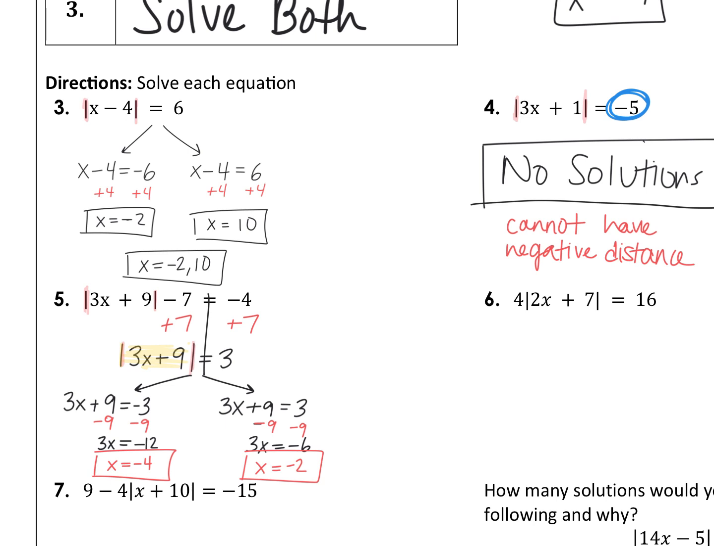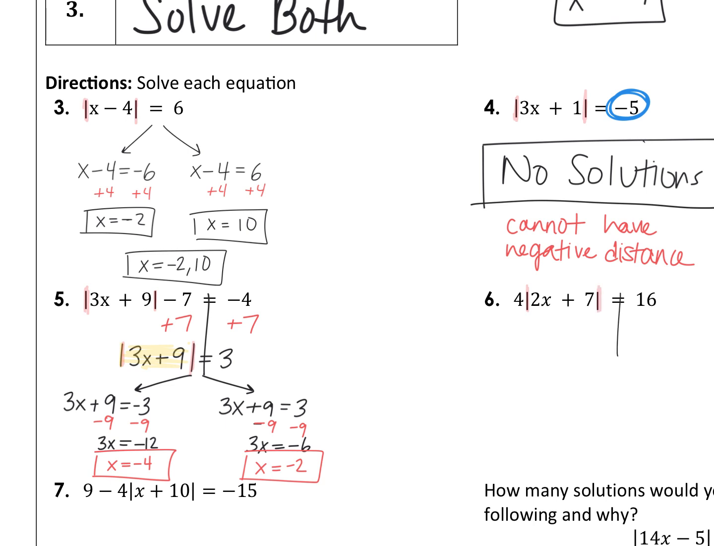I distribute the 4. Can you talk about that at your table? What do you think? Should we distribute? No. Is it 2 and 7? Don't distribute into the absolute value. So then the question is, what do you do with the 4? It's positive. Should I subtract it?